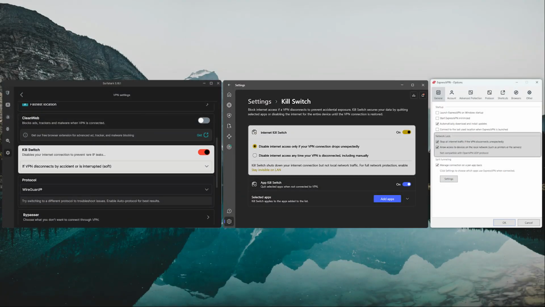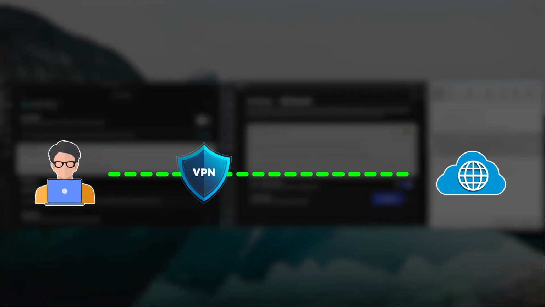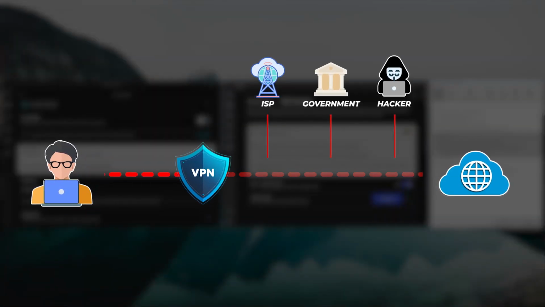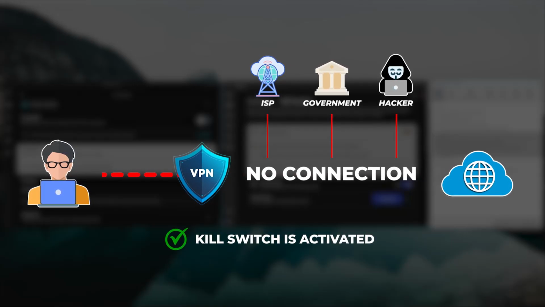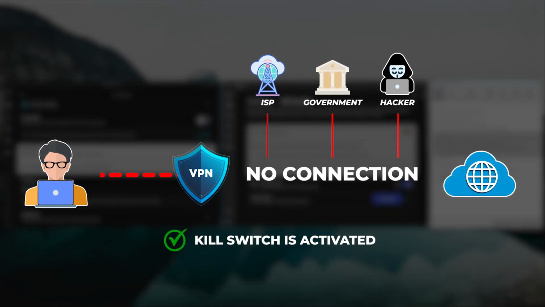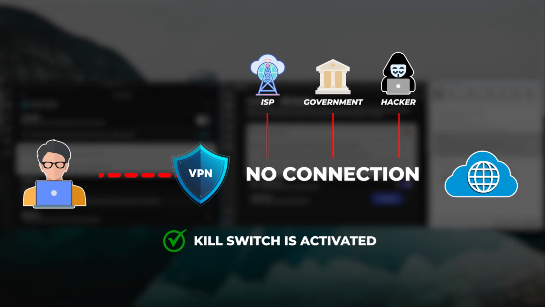Besides that, these three VPNs also have a very important feature called the kill switch. And what that does is that it immediately severs your internet connection the second you accidentally disconnect from the VPN server. By doing so, none of your activity or data would be leaked to your ISP or government in a moment of vulnerability.